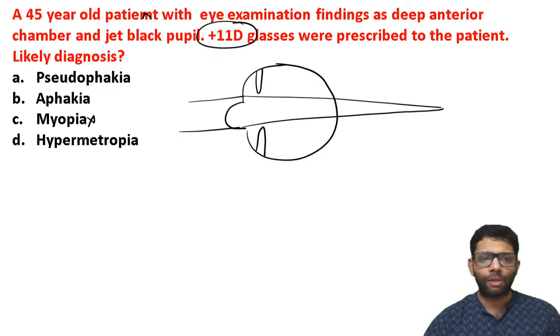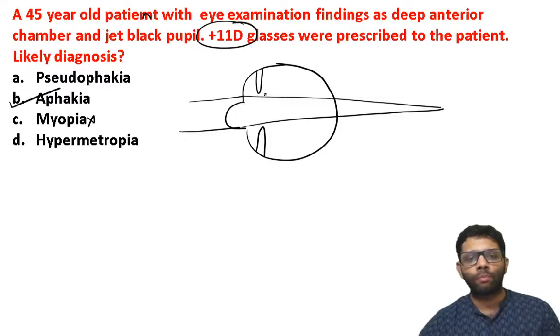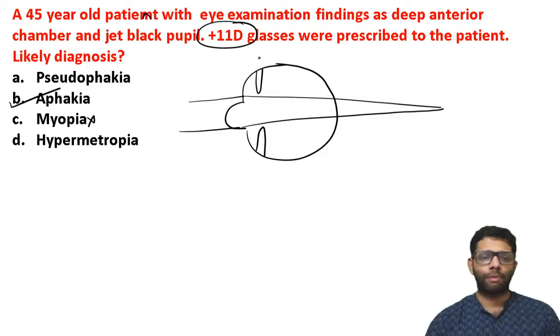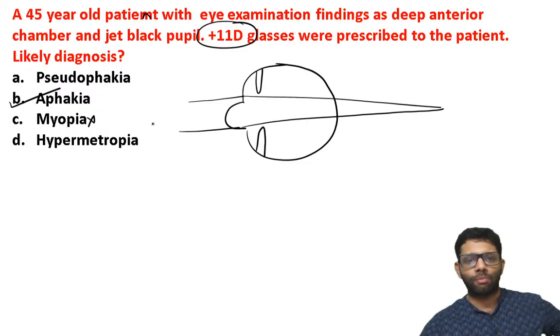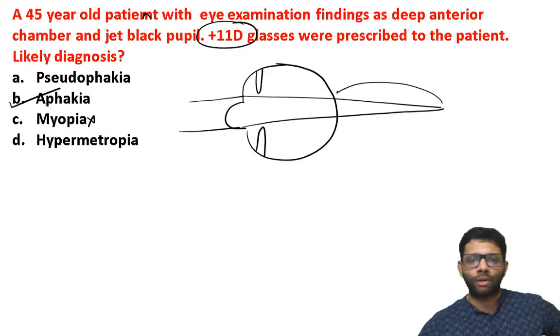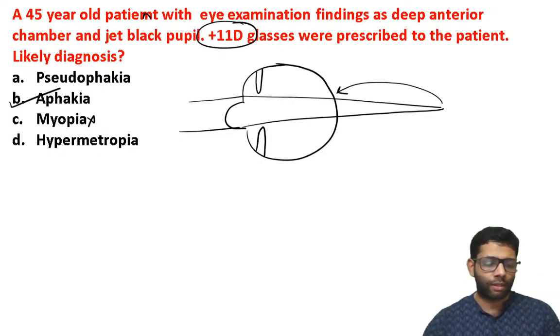So it is hypermetropia, but aphakia is the specific answer because of the jet black pupil and deep anterior chamber; the iris has no support, so the iris will go behind, giving a deep anterior chamber. Plus diopter means hypermetropia. Aphakia and hypermetropia, both are there, but aphakia is the correct answer because aphakia has a jet black pupil, deep anterior chamber, and very high number glasses are given because only the cornea has converging power, the lens is not there, so the rays go very much behind the eye. You have to converge the rays onto the retina by giving very high spectacles, that is +11, +12 diopter glasses. That is the answer here.